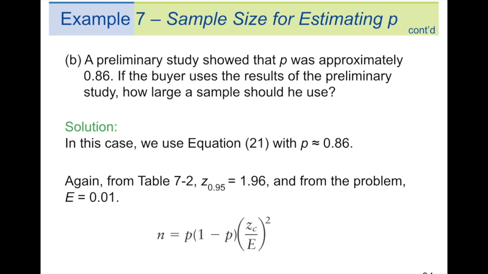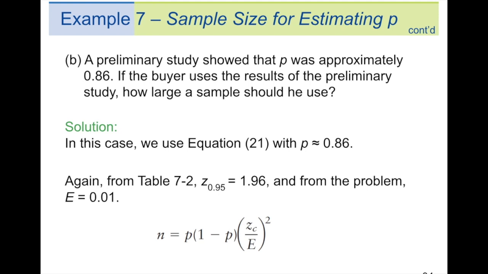A preliminary study showed that p was approximately 0.86. If the buyer used the result of the preliminary study, how large of a sample should he use? So a preliminary study could mean that the buyer grabs a bunch of kernels and pops them on his own and gets that 86% of them popped. So now it can be a little bit more precise.